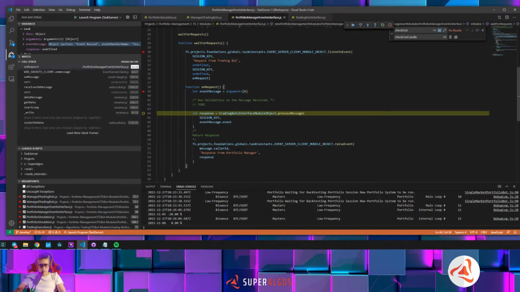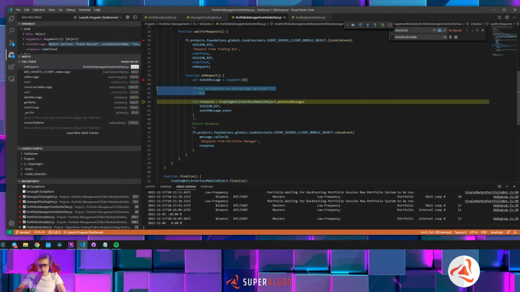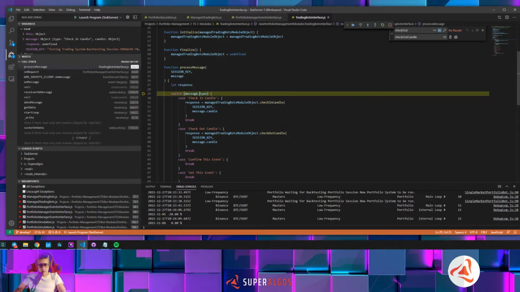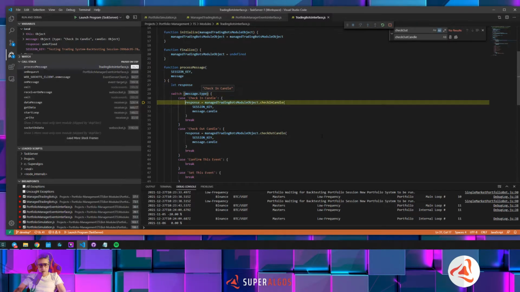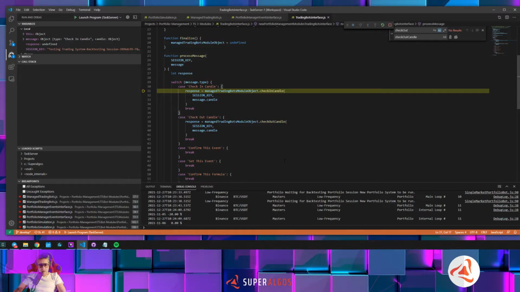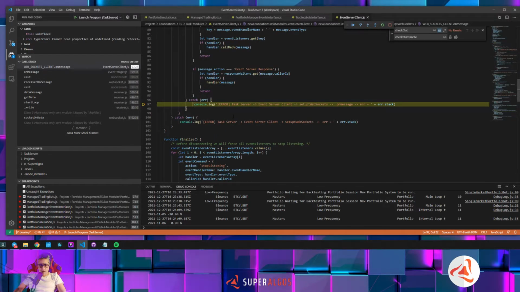Okay, so there are not really validations that I know. So I will delete this, but not now. So session key event. Okay, let's go in here. So we are at the trading bot interface where we check the message type, which is perfect, this one. So we are going to pass the session key and the candle to the check-in function, and there is an error.